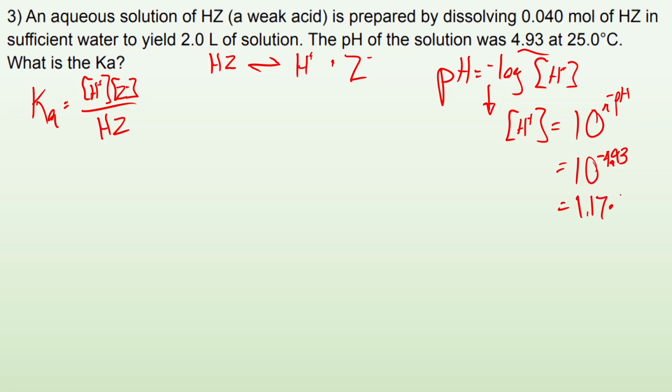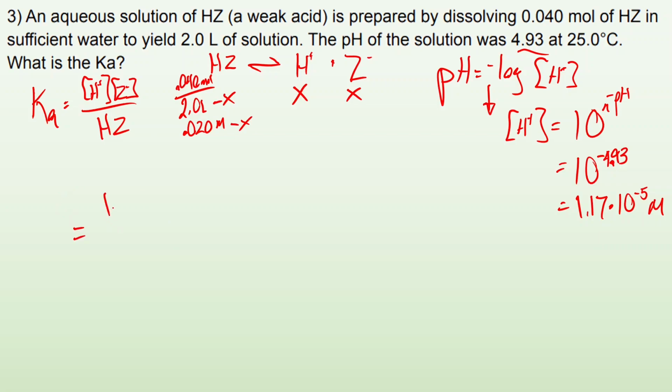1.17 times 10 to the minus 5 molar as my H plus ion concentration. Now, my H plus ion concentration is also the same concentration of the Z minus. And my HZ is going to be the original molar solution minus X, right? Well, 0.040 moles over 2.0 liters is going to give me 0.020 molar as my initial concentration minus X. So now I can plug and chug.